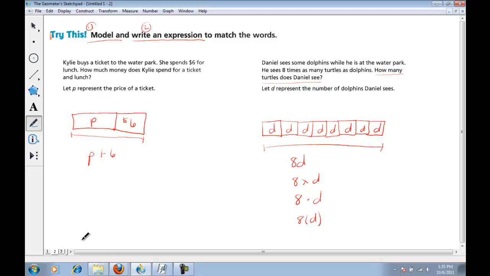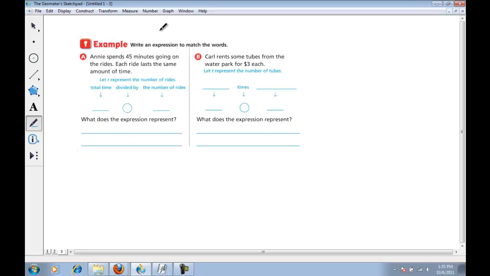All right, now let's look at one more. Here we're going to write an expression to match the words. Doesn't ask us to draw a picture here or to make a model. We're just going to write the expression. So let's look at A. Annie spends 45 minutes going on the rides. Each ride lasts the same amount of time.